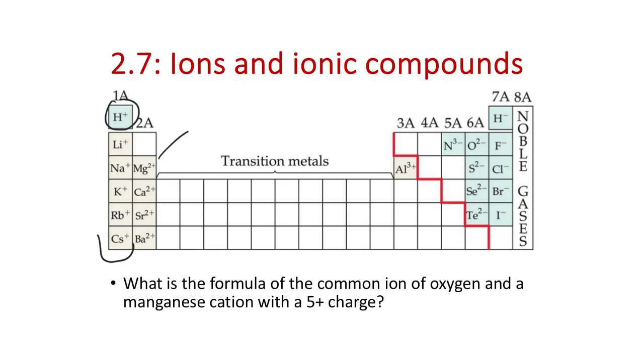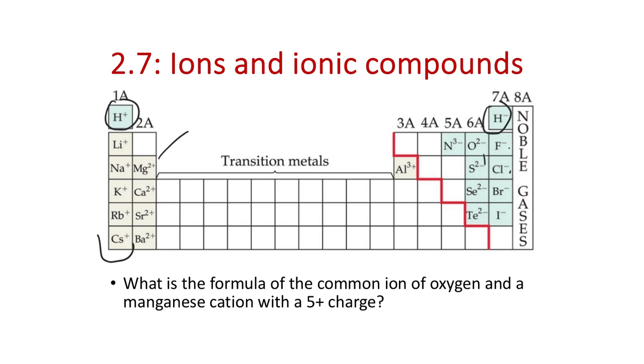And then nitrogen, notice it's three away from the noble gas, so it forms a 3- ion. Oxygen's group commonly forms the 2- charged ion, so O2-, S2-. The halogen group forms F-, Cl-, Br-, I-, and hydrogen can also go to minus and form a hydride ion. We like to be able to name these different ions so that we can understand how to name compounds containing these ions.